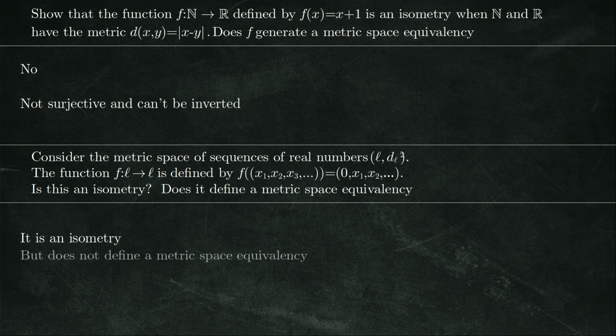However, it does not define a metric space equivalence. And again, the reason is that it's not surjective and therefore it can't be inverted. That is, any sequence that has an element different from 0 in that first slot, you can't invert. Nothing will get mapped to that.